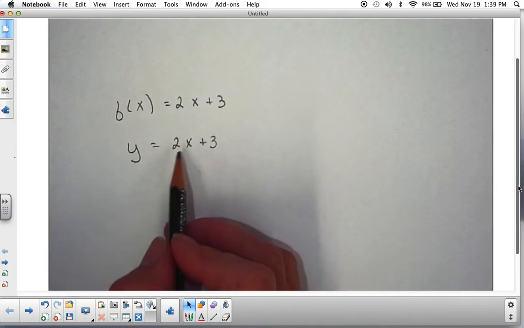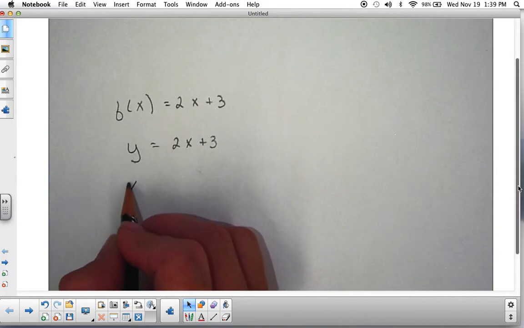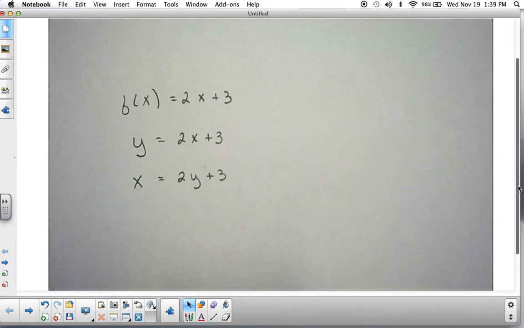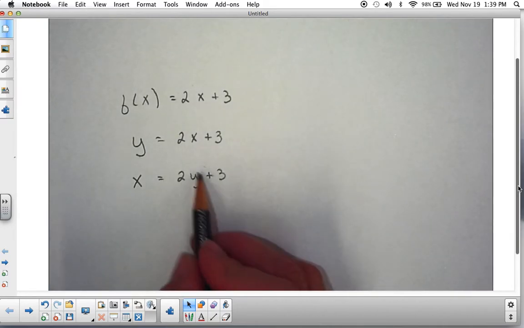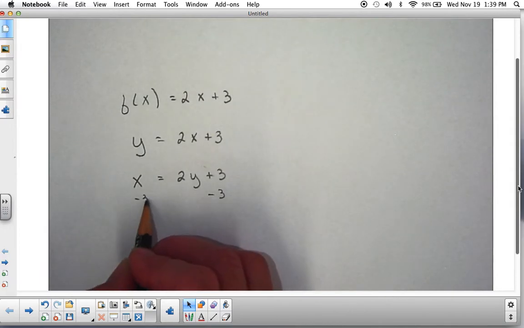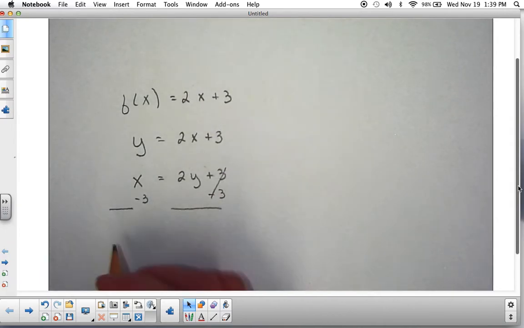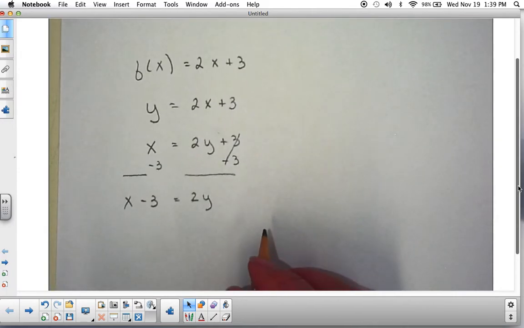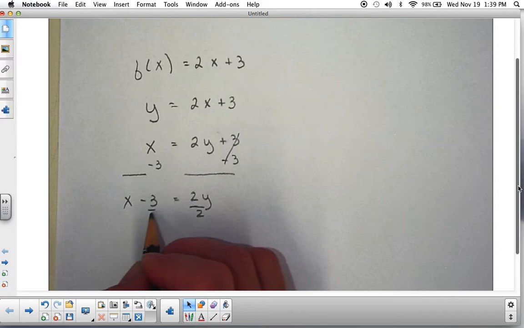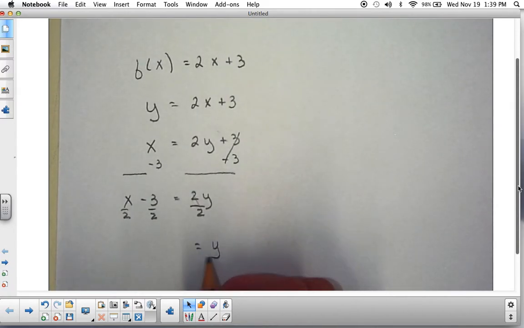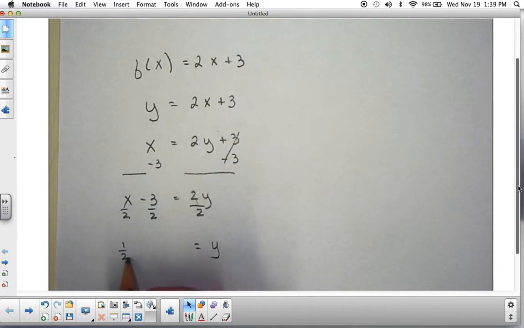Step 2, you're going to switch the x and the y places. So it'll be x equals 2y plus 3. And now the last step, just solve for this y, get y by itself. So we're going to subtract the 3 over. And then to get the y alone, we're going to divide everything by 2. So my final answer here looks like y will equal 1/2 x minus 3 over 2.